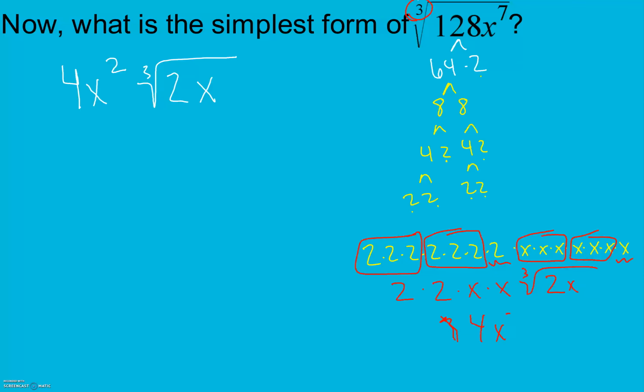X times x is x squared. Cube root of 2x. So we get to the same place. So if you're comfortable looking for perfect cubes and breaking it down from there, go for it. If not, break it all the way down to its prime factors, and then look for groups based off our index number. We have one group of 2's, so I write down a 2. We have another group of 2's, so I multiply by 2.